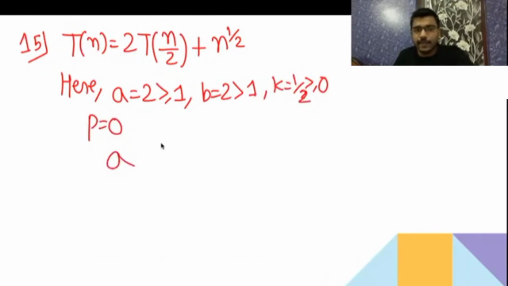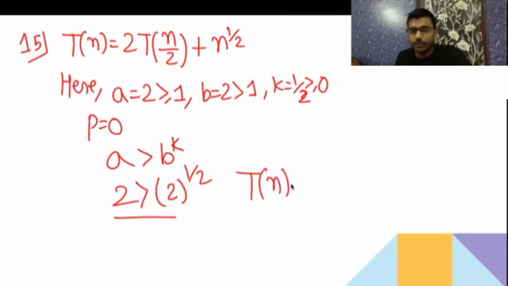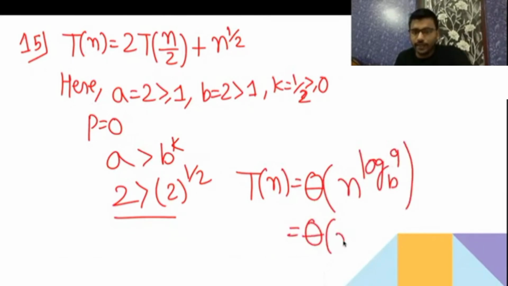Now we compare a with b to the power k. a is 2, b is 2 and k is half, meaning root 2. a is again greater, so then Tn is going to be theta n to the power log a base b. So it's going to be theta n to the power log a, where a is 2 and b is 2. See?